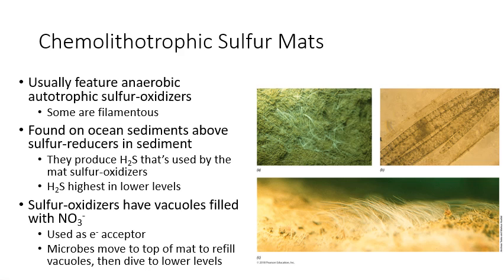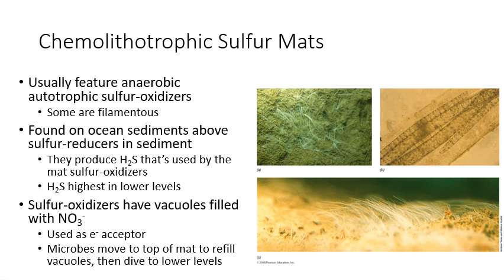And the final type of microbial mat we'll talk about is the chemolithotrophic sulfur mat, which is found at the bottom of the ocean in a lot of places. In the chemolithotrophic sulfur mat, the main producer that you have would be sulfur oxidizing bacteria. They are anaerobic. Since it's the bottom of the ocean, there's not any oxygen around. They're also autotrophs, producing organic carbon for the rest of the microbes in the mat.